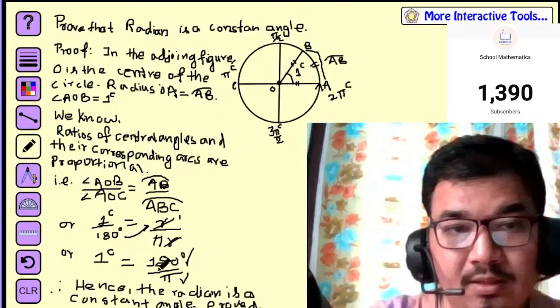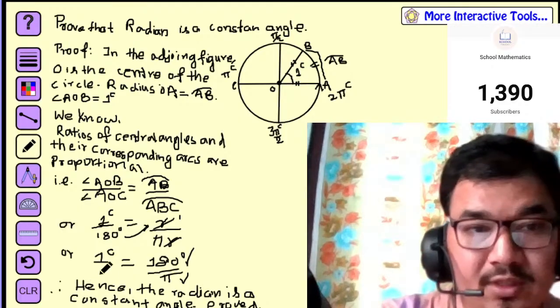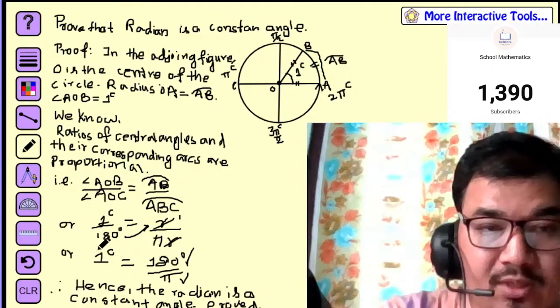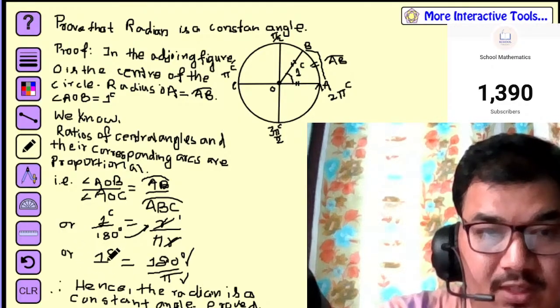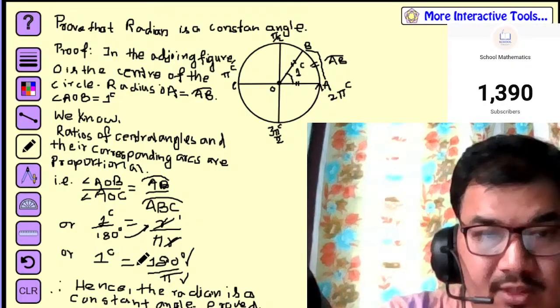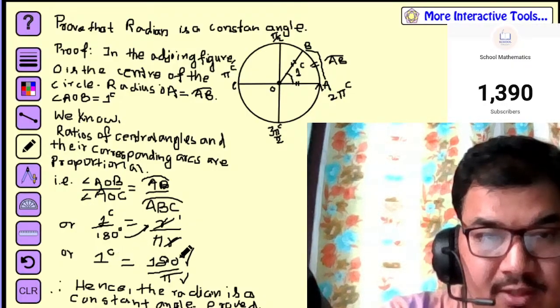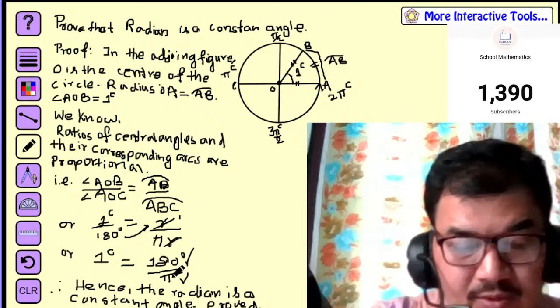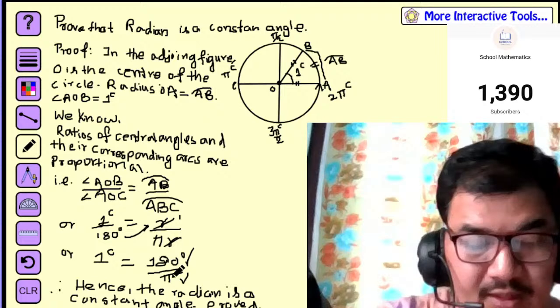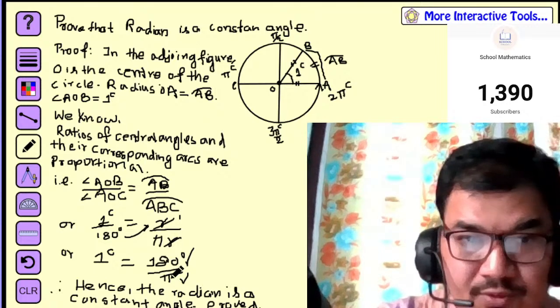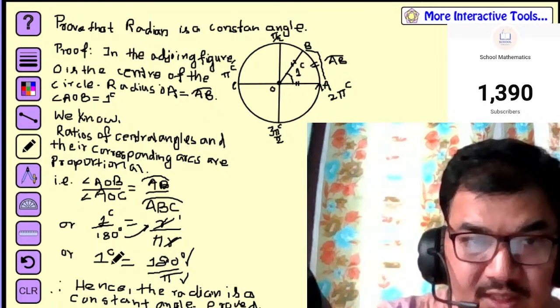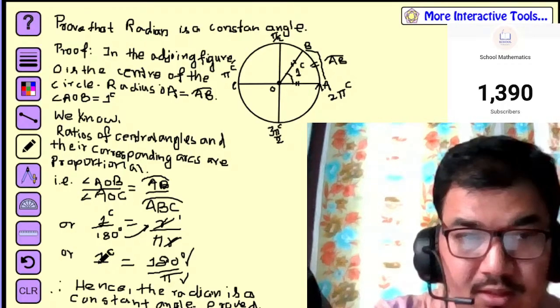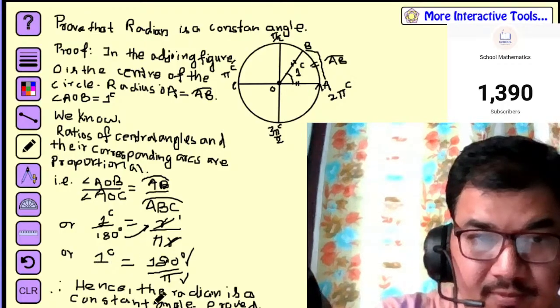Okay, this is the process to prove how this one radian value came. Both are constant. This 180 degree is also a constant value, pi is also a constant value, okay. This pi value is 22 by 7, that we can tell in decimal 3.142, okay. Both the values are constant, that's why it proves that the radian is a constant angle.